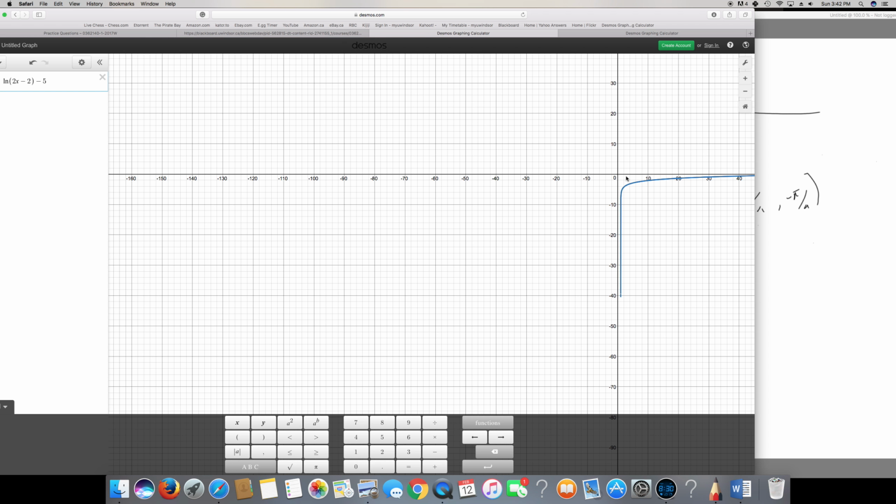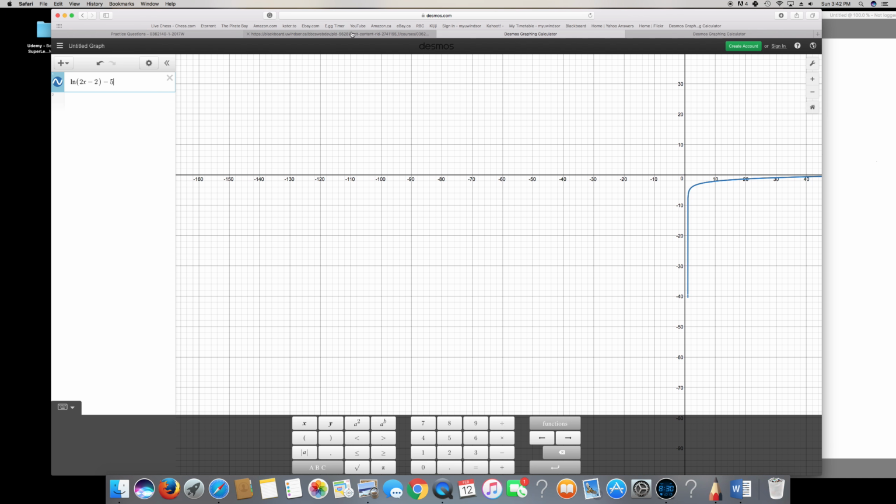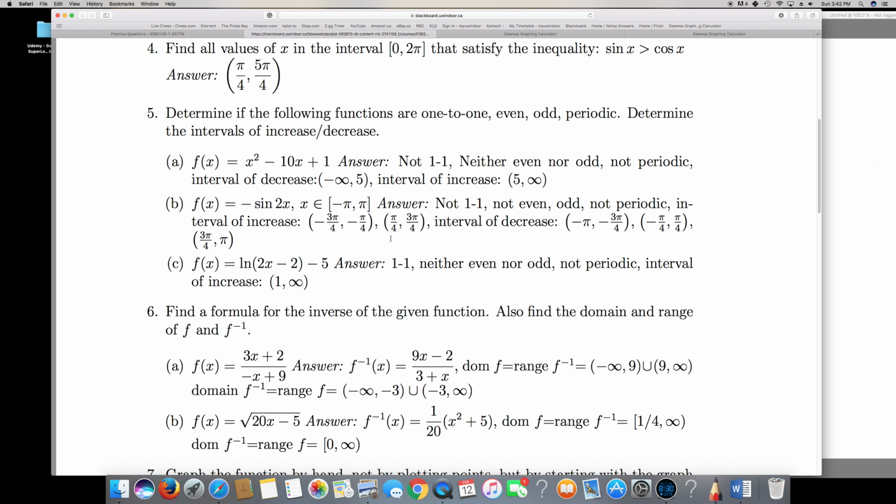And in this case, if you draw a horizontal line, it's going to touch only one point. Therefore, it's a one-to-one function. And to check whether it is an even function, you have to put f of minus x and see ln 2 times minus x, and it changes everything. Therefore, f of x is not equal to f of minus x, so this is not an even function. And when you put f of minus x, it's not equal to minus f of x. Therefore, it's not an odd function.